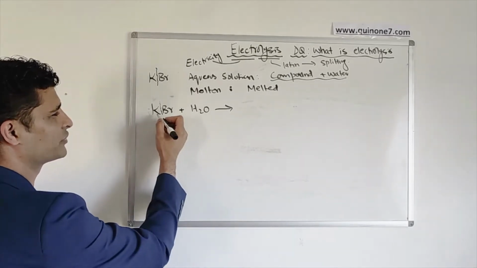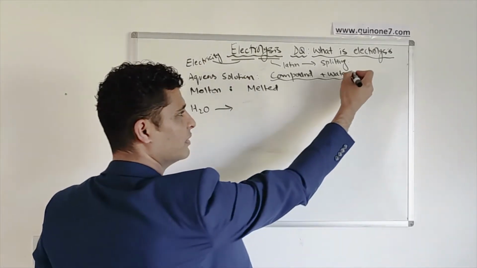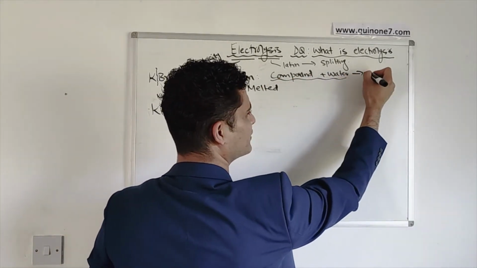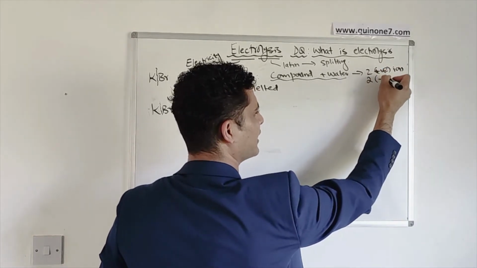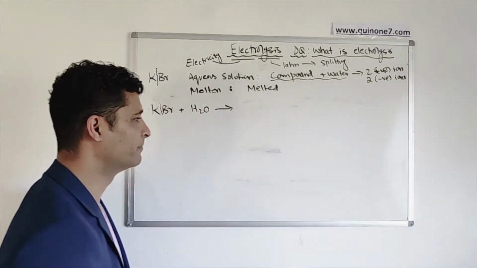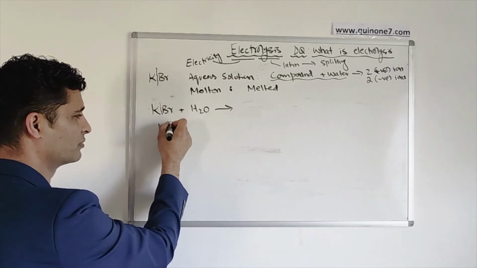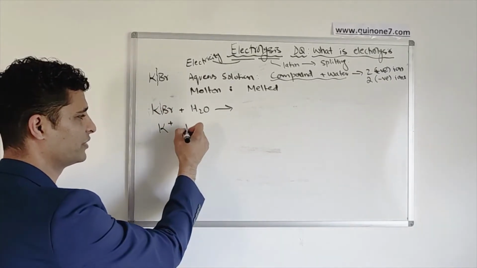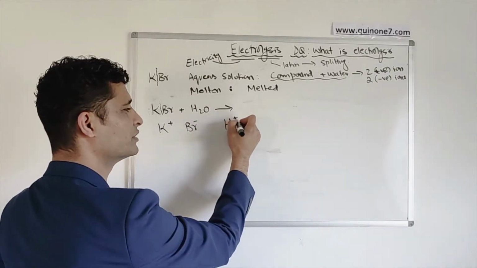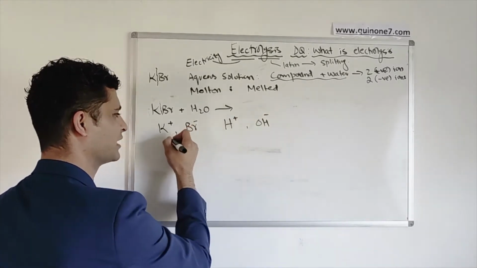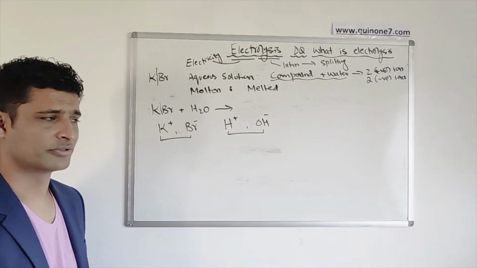Now, how many ions will I make in the aqueous solution? You need to remember that in the aqueous solution you will always have 2 positive ions and 2 negative ions. So for KBr, the first bit is positive, as I told you, it will be K+, and then you have Br-. Because it's an aqueous solution, the water always produces H+ ion and OH- ion. So you will have 2 positive and 2 negative ions in the aqueous solution.